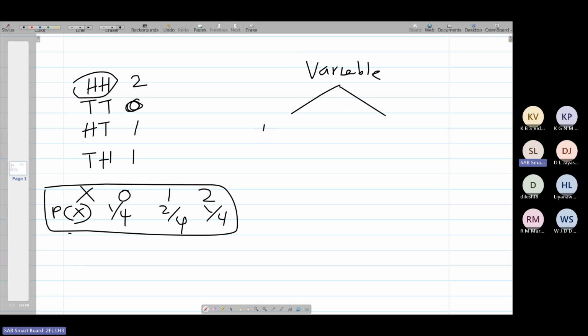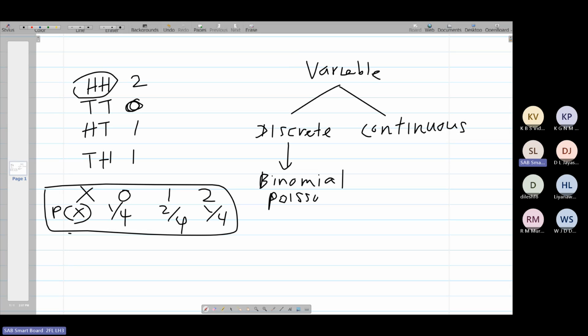Quantitative variables are divided into discrete and continuous. This is the example for the discrete random variable. It's clear? If the random variable is a discrete one, then it follows the binomial or Poisson distribution.